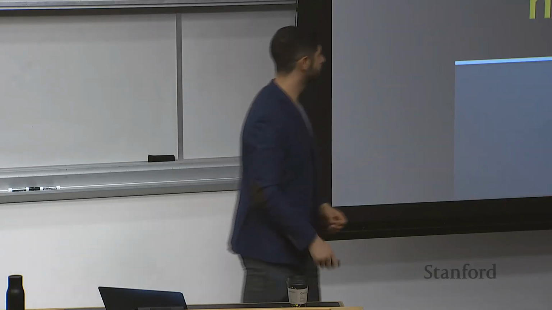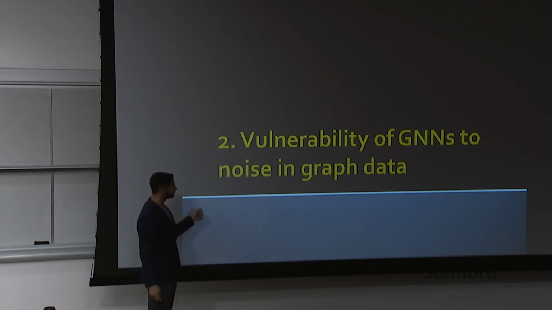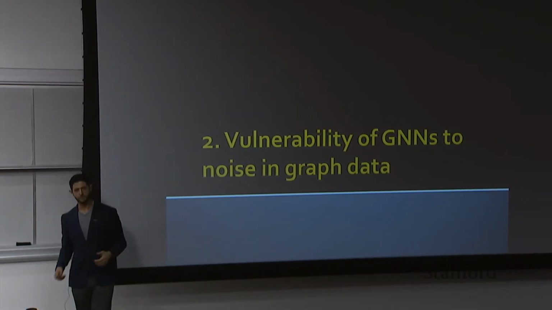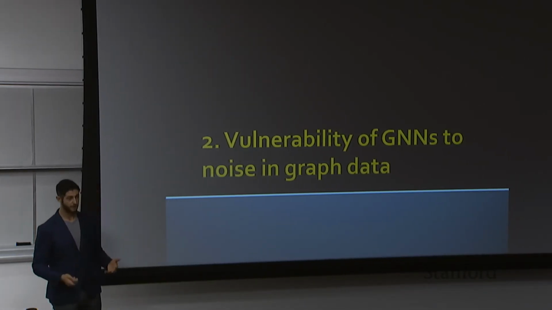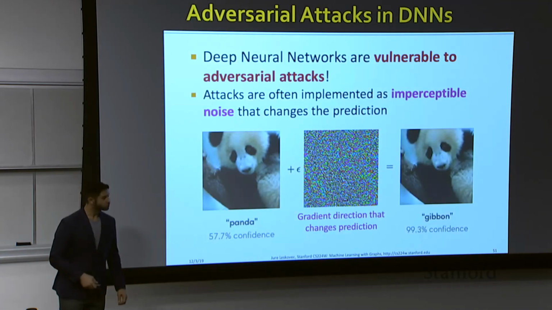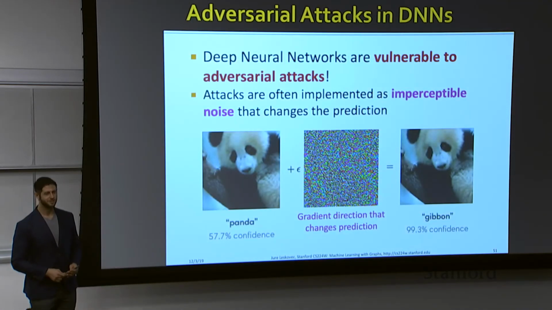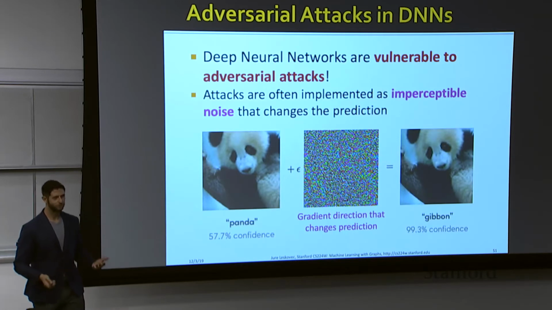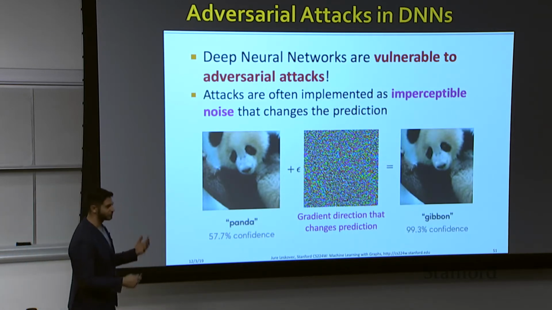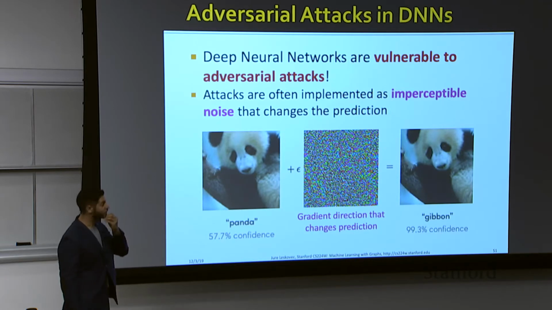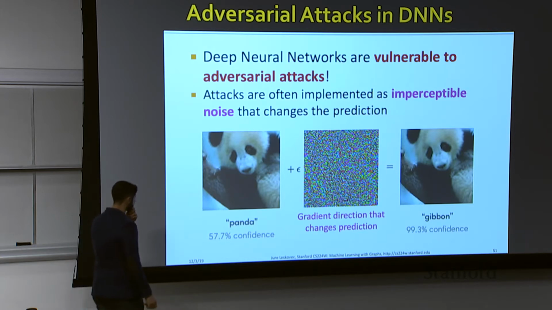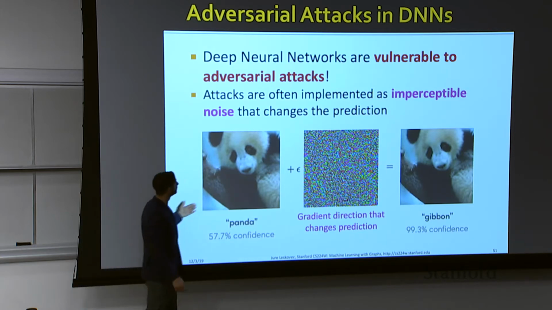Let's go with that. So now we're going to be talking about the vulnerability of GNNs to noise in graph data, or in some sense, adversarial attacks on GNNs. So I'm quite sure you have seen this example multiple times. I think it went on the media as well, possibly not with the pandas, but with other animals. But the key insight here is that deep neural networks are vulnerable to adversarial attacks. And I'm quite sure this case comes from ImageNet.